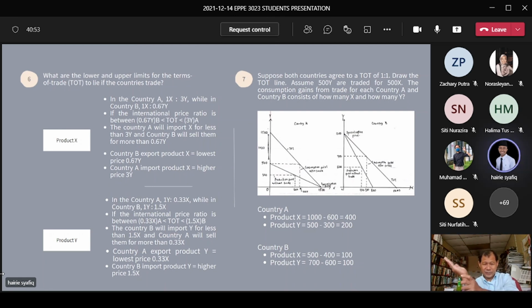Go up. Okay, this, okay. You can see my hand now.